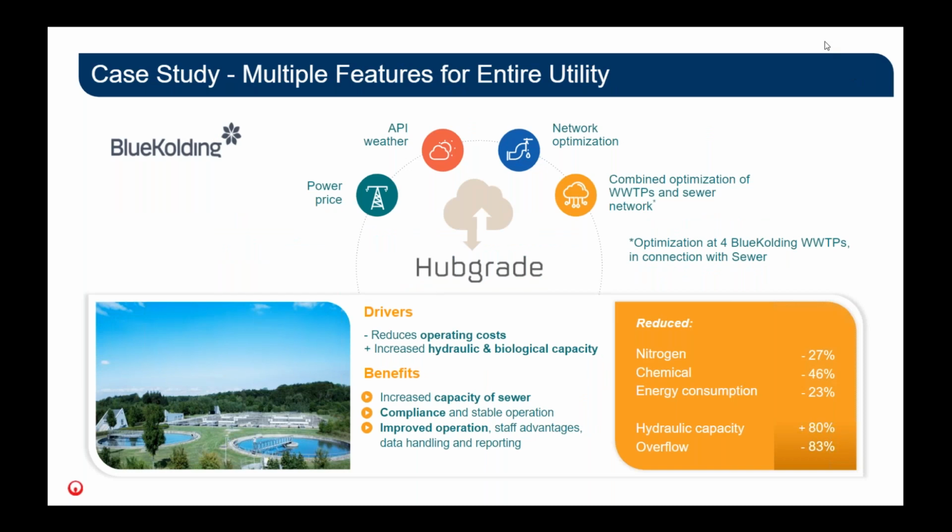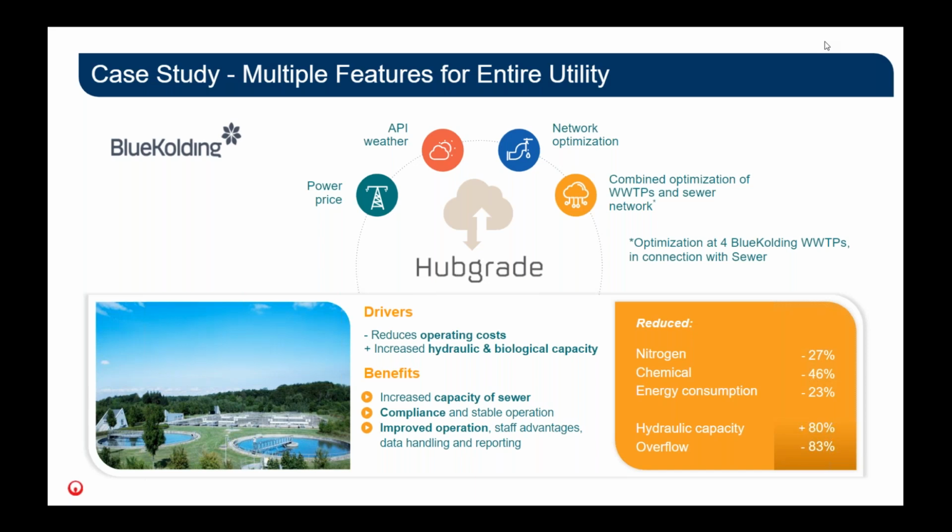So one last look at a success story. This is probably our most prominent installation. It is in Denmark. That is a wastewater utility that has 4 wastewater treatment plants in that area that the utility manages. They have implemented a number of different features. They have been an excellent partner in working with us to help advance newer features.